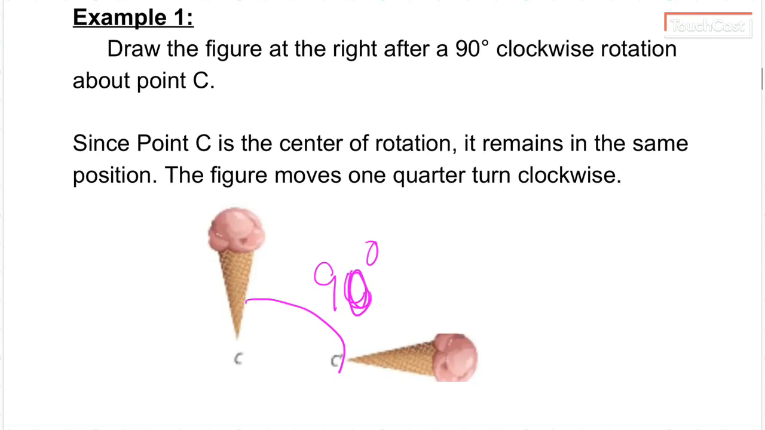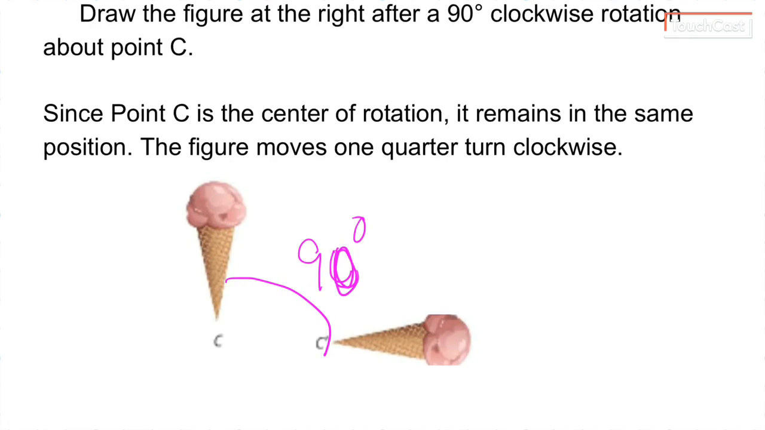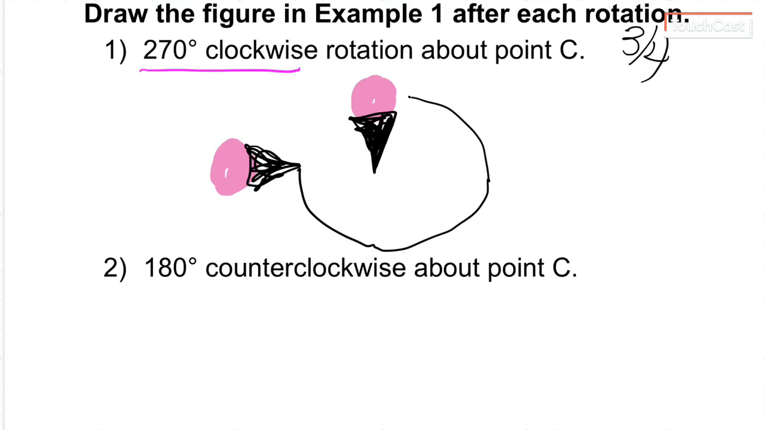Okay, now we have an ice cream cone. After a 90-degree clockwise rotation, where will it end up? I showed you the quarter turn and where it would end up. Same thing here, a 270-degree clockwise rotation would take us 3/4 of the way around, okay? So you can kind of see that is right here.